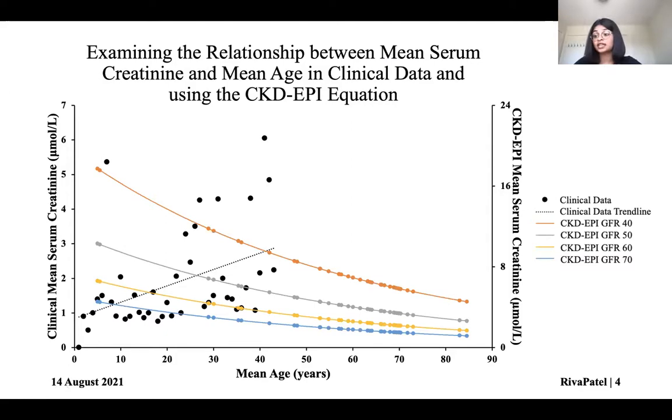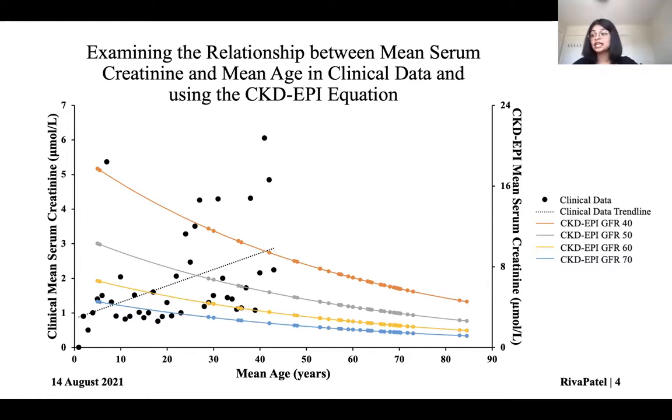Clinical data is defined as the mean serum creatinine of patients diagnosed with AKI, and most patients represented here were ICU patients. The black circles here represent the clinical data, and the dotted line, as you can see here, is a positive trend of mean serum creatinine with increasing age.